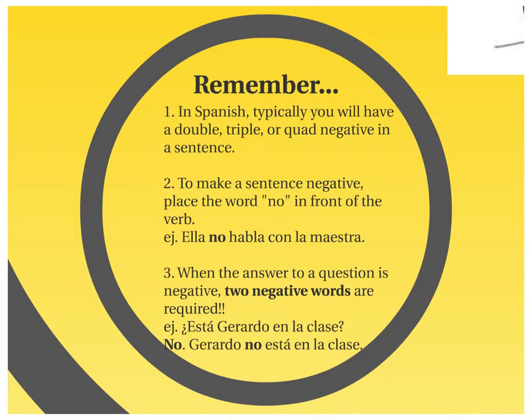So by that, there's several things that we need to talk about. Remember, in Spanish, you typically will have a double, a triple, or a quadruple negative in a sentence. In English, you are not allowed to have double negatives. In Spanish, you must always. To make a sentence negative, you are going to place the magical word no in front of the verb. So first of all, you're going to put your subject, then you've got your word no, and then your conjugated verb with the rest of your sentence.